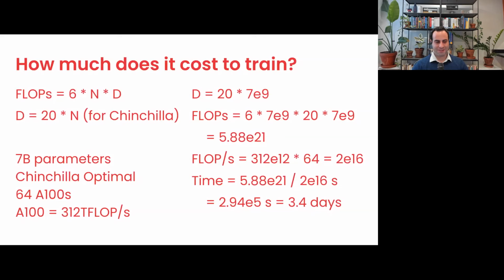So we can plug that into our flops formula, and we get that our flops is 6 times the number of parameters, 7 billion, times 20 times 7 billion, the amount of data. And that gives us that number on the third line, 5.88 times 10 to the 21. That is a really big number.